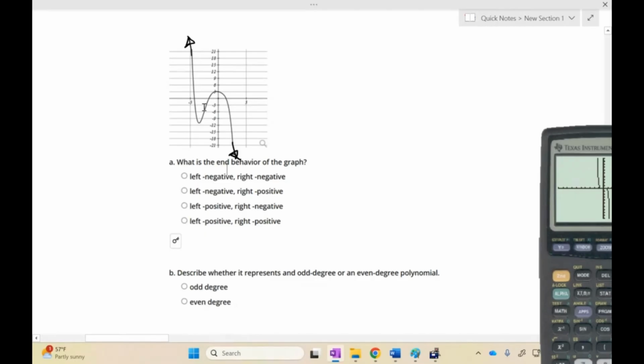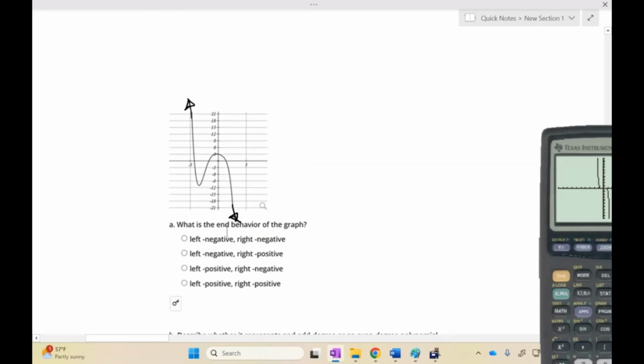So as we look at the end behavior of this graph, it does what to the left? It rises. So anything that rises is positive. So it's left positive, right? And then it's right negative. And so it rises to the left and it falls to the right. Right. So I believe the answer choice here would be that third one.